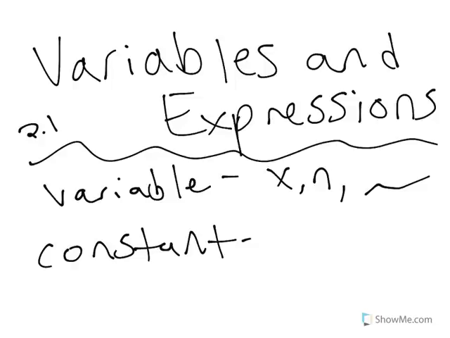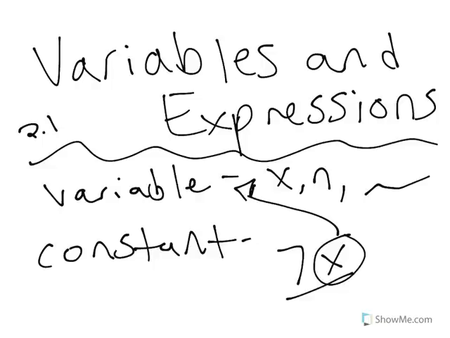For example, if you have 7 times X, it's represented as 7X. X is the variable and 7 is the constant. So whatever X is, that's the variable, and 7 is going to stay the same. Whatever X is, we're going to multiply it by the constant, which is 7. So the variable is the letter, and the constant is what we're going to do to that letter. And then the other thing you need to know is algebraic expression.